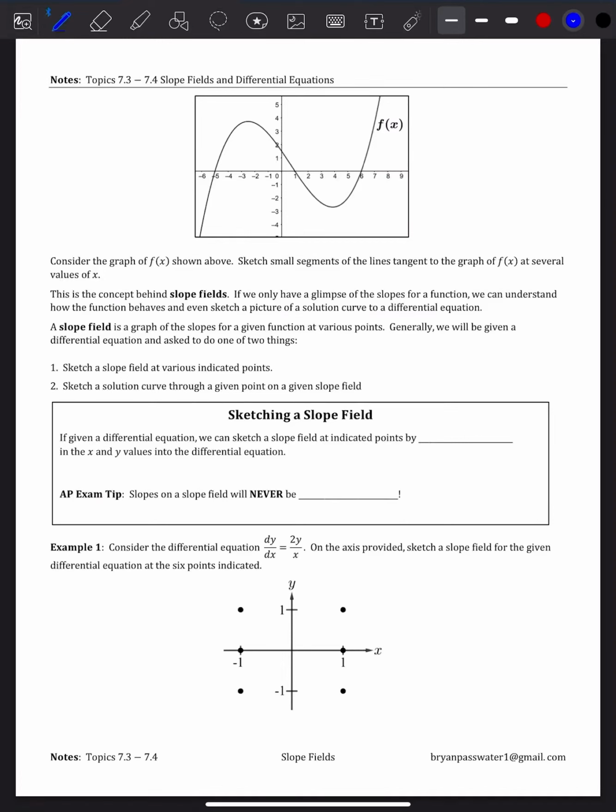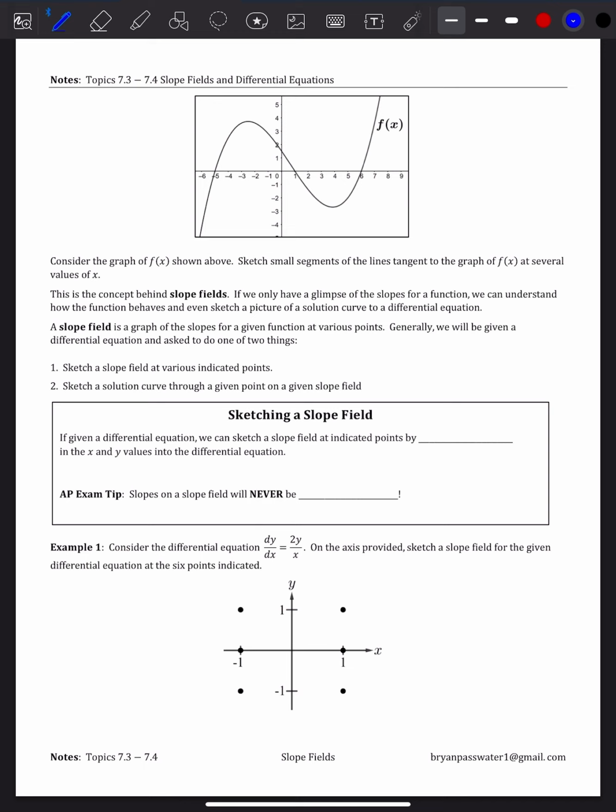Today we're going to be talking about Unit 7, or at least the start of Unit 7, where we are going to be talking about slope fields and differential equations. So differential equations is kind of like the overarching topic of this unit. Slope fields is just a small part of it.